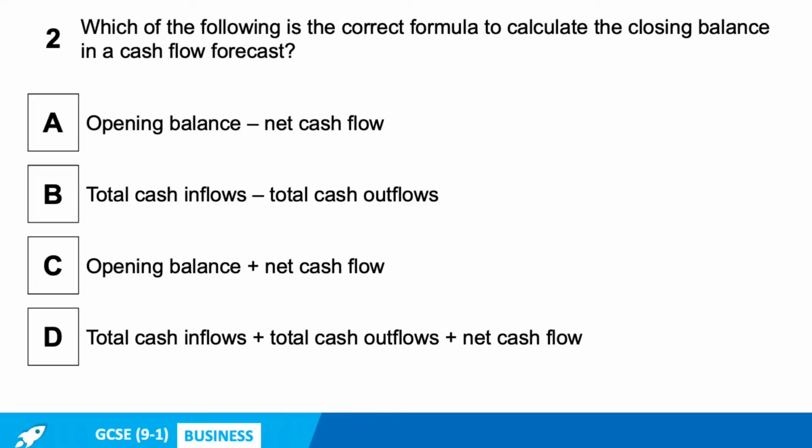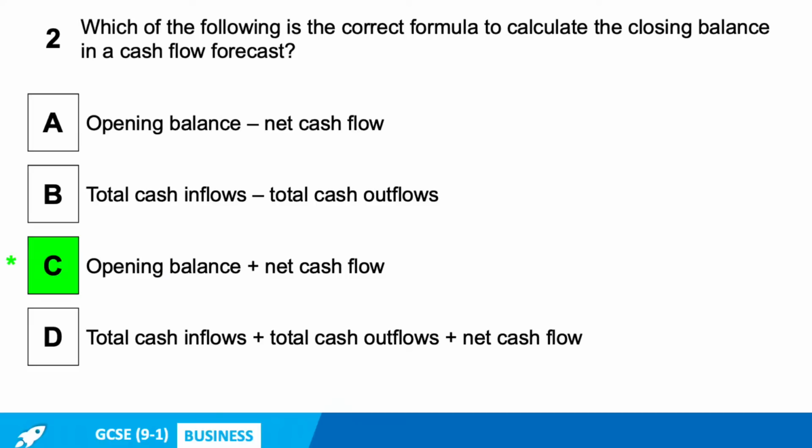So closing balance, let's take a look at the answer, and it is, Jim, it's C. The opening balance plus the net cash flow will give you the closing balance for the period that the cash flow forecast relates to, so normally each month. It's how much money the business believes it will have left at the end of that period.